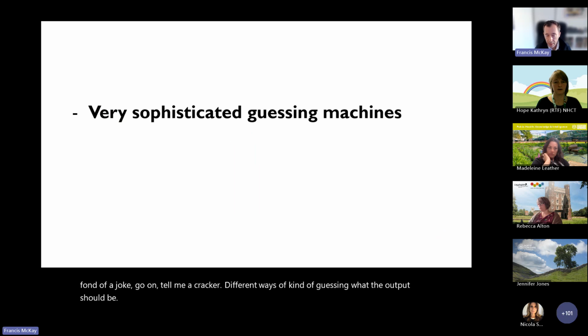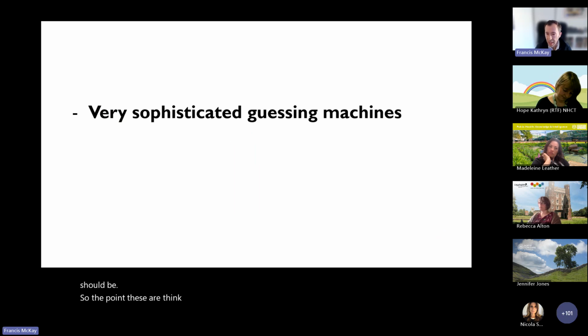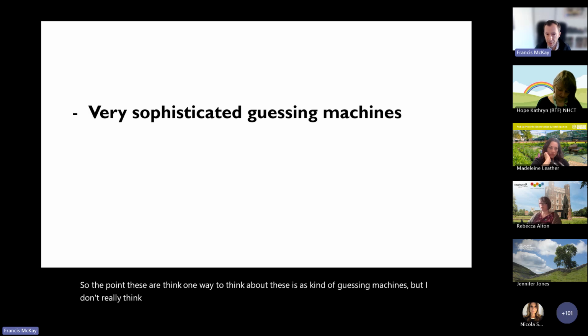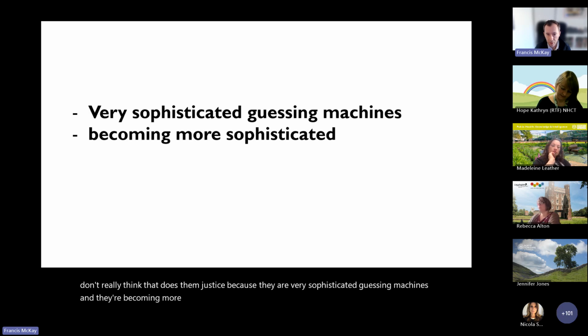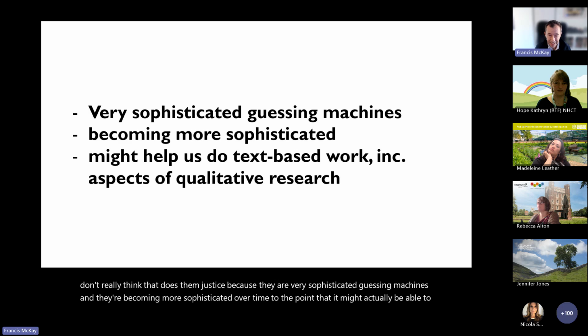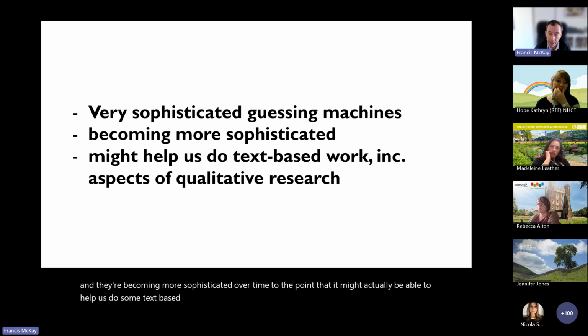So one way to think about these is as kind of guessing machines, but I don't really think that does them justice, because they are very sophisticated guessing machines, and they're becoming more sophisticated over time, to the point that it might actually be able to help us do some text-based work, including aspects of qualitative research, which is what we're interested in here.